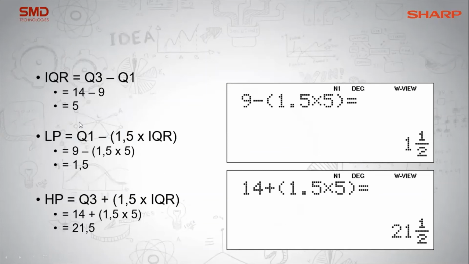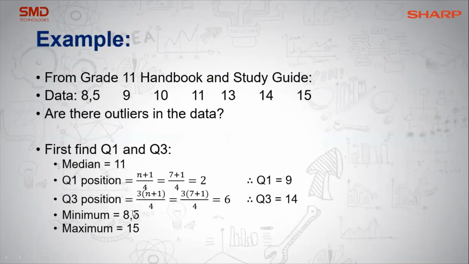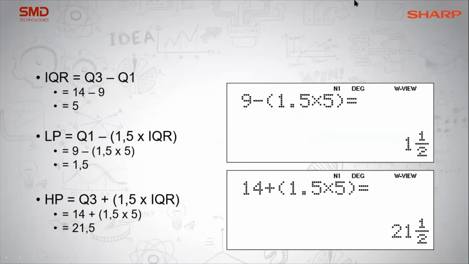And then we just fill in our data using our formula. So quartile 1 is 9 minus 1.5 times 5 is 1.5, ironically. And our highest possible allowed value is 14 plus 1.5 times 5, which is 21.5. Now, if we go back and look, our minimum was 8.5 and our maximum was 15. So those values are well within our allowed range before it becomes an outlier. If there was a data point that said 23, then we would know it is an outlier. Okay, so that's how we know when something doesn't fit into the pattern, when you're looking specifically at a box and whisker plot.